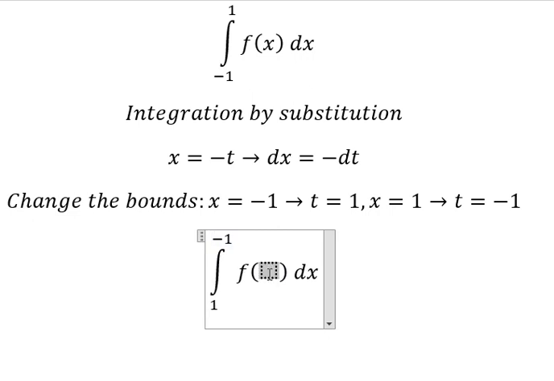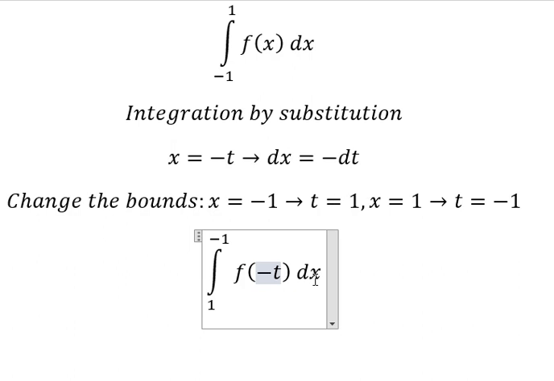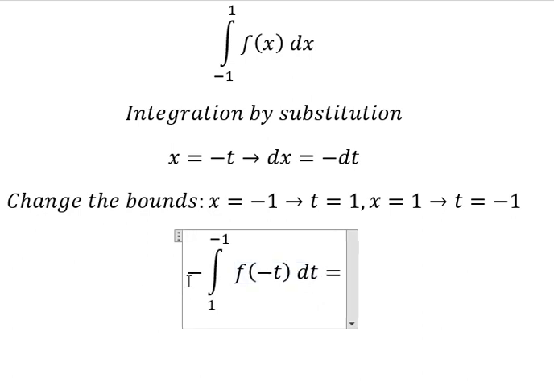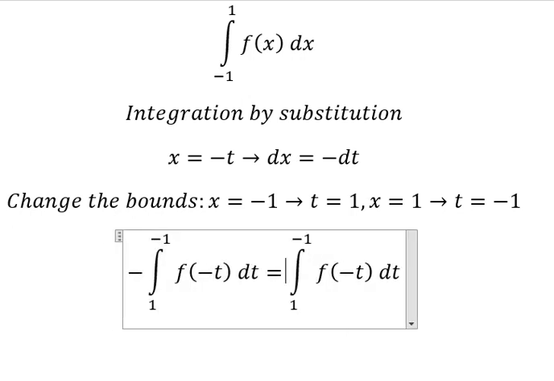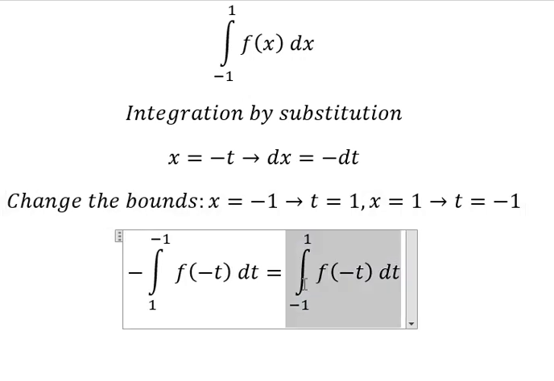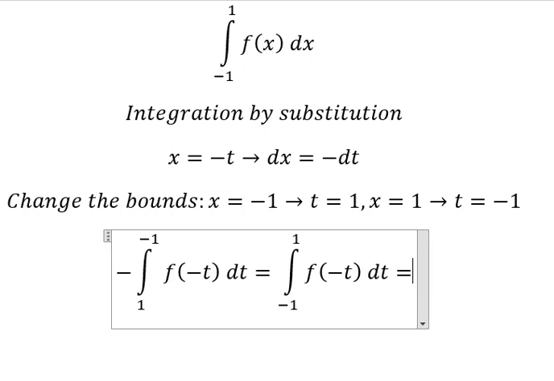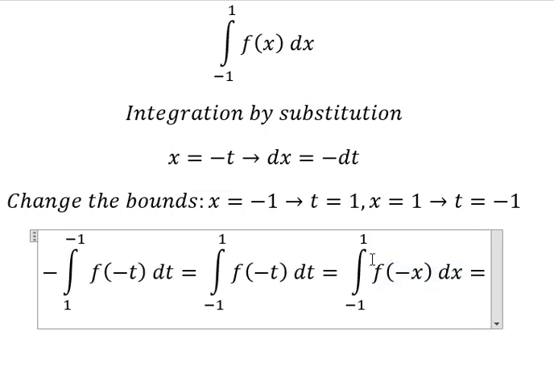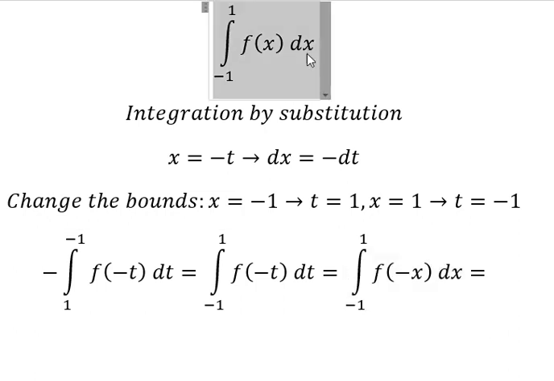s we change to negative t, and ds we change to negative dt. Because we have the negative sign in here, we can swap the top and the bottom bounds. And then we know that we can change t back to s. So that means this one is equal to this one.